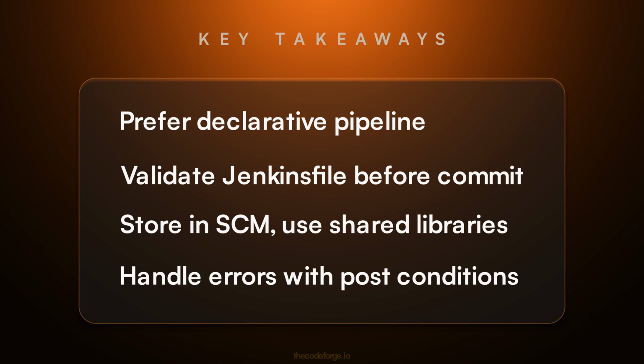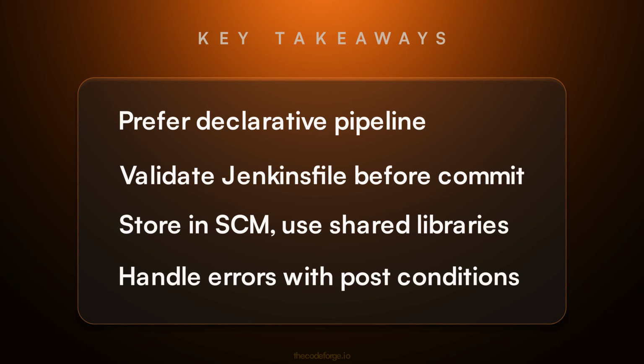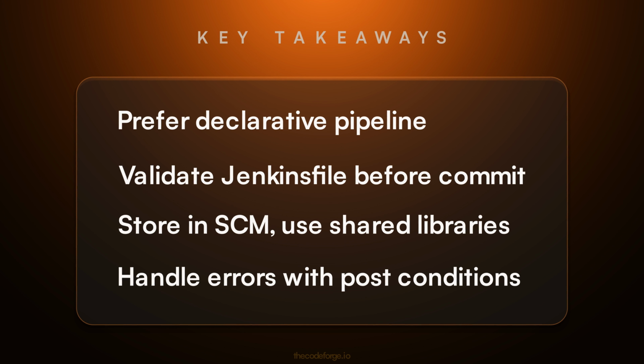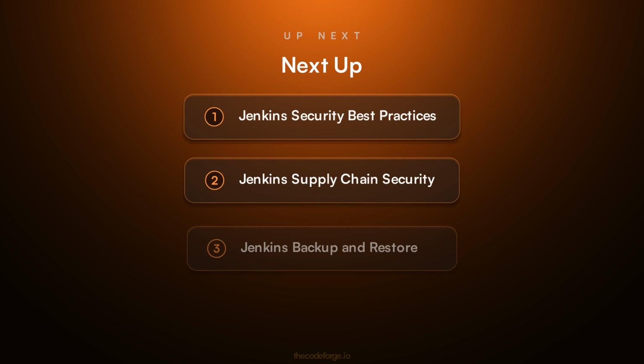To recap, always use declarative pipeline for readability, validate your Jenkins file with the pipeline linter before committing, store it in source control, and extract reusable logic into shared libraries. Implement proper error handling, never hardcode secrets, parallelize wisely, avoid input steps for approvals, and set timeouts with monitoring. These practices will save you from 3 a.m. callouts.